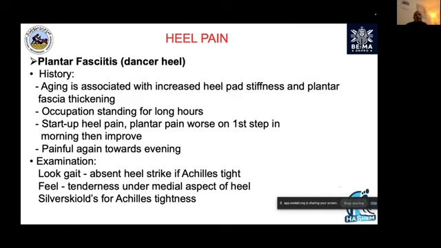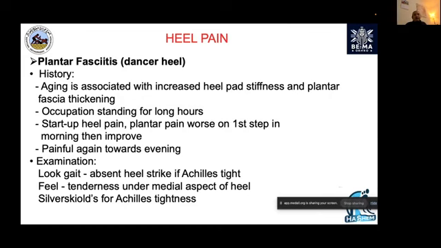When you examine, because the patient is in pain in the heel, the patient will avoid doing a heel strike. Added to that, the Achilles is always tight because the patient doesn't do complete dorsiflexion. You feel some tenderness over the plantar fascia, especially near the insertion, and if you test the Achilles tendon, you'll find that it is tight, either from the gastroc or from the Achilles itself, and this is differentiated by Silfverskiöld's test.